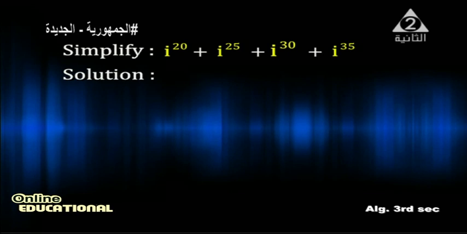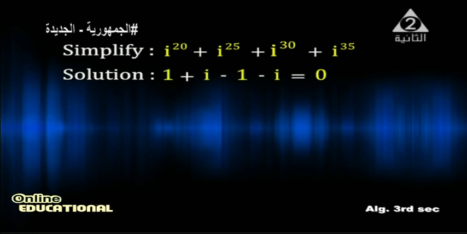i power 30: even or odd? Even. Divisible by 4? No. Therefore, negative 1. i power 35: odd or even? Odd. Divisible by 3? No. Answer is i. Is this right?